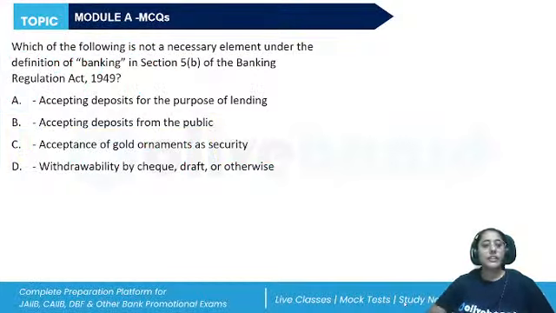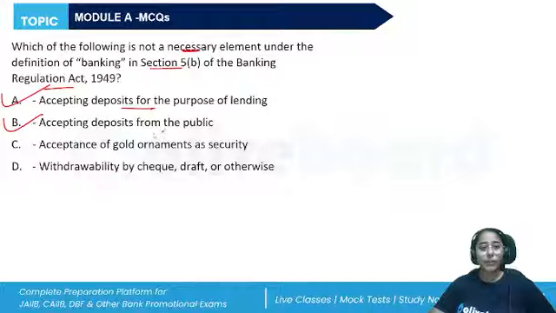So here's the first question from our module A, the first question of this marathon. Which of the following is not a necessary element under the definition of banking in section 5B of the Banking Regulation Act? Recall the definition. This is the most basic, and we are starting with a simple question. Which of the following is not a necessary element? Accepting deposits for the purpose of lending, accepting deposits from the public, acceptance of gold ornaments as security, withdrawability by cheque, draft, or otherwise.